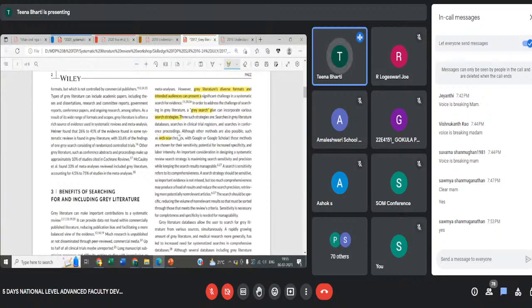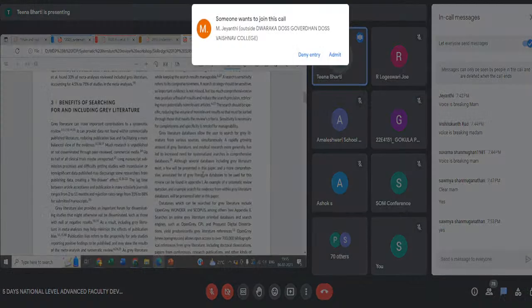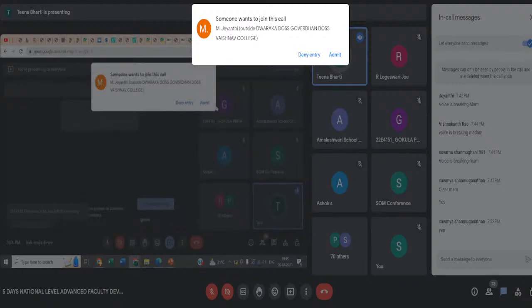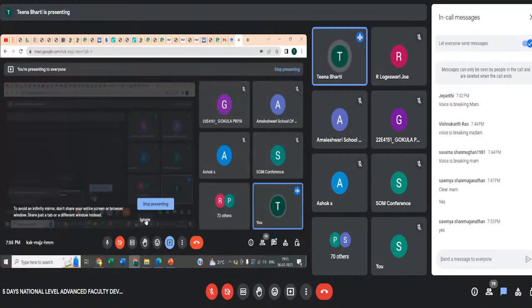It might go for web searches. So all these things might be helpful. Sometimes it is also there on Scopus, and sometimes you might try and explore it from Google itself.